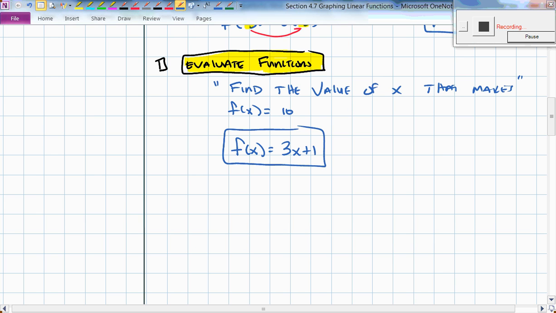Does anyone think they got it? Anyone think they know what it is? What do you think it is, Aaron? 3. You think it's 3? Why do you think it's 3?